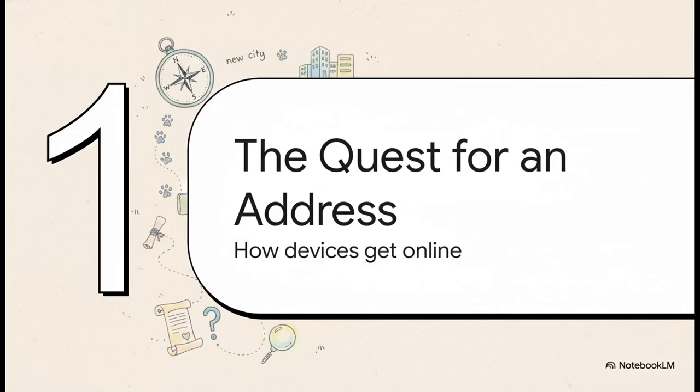So let's follow your device on this little quest. The moment it joins a new network, it's like a tourist showing up in a new city. It's anonymous, it doesn't have a street address, and it can't send or receive any mail until it gets one. So its number one mission is to find its identity, and fast.